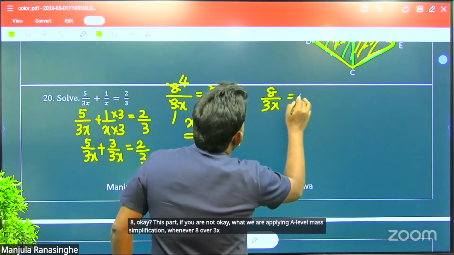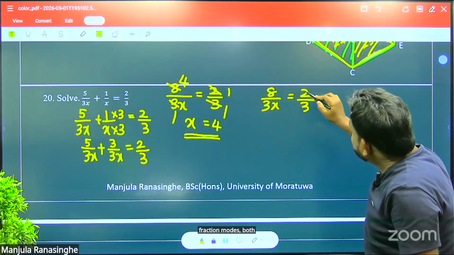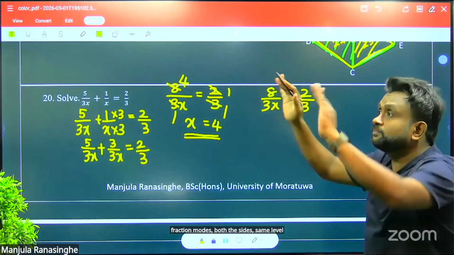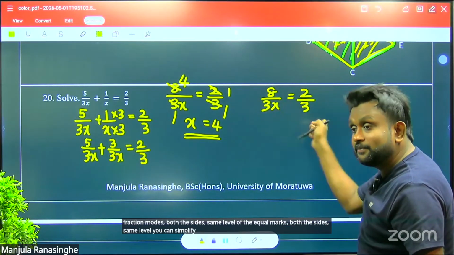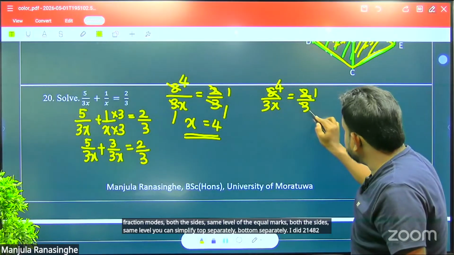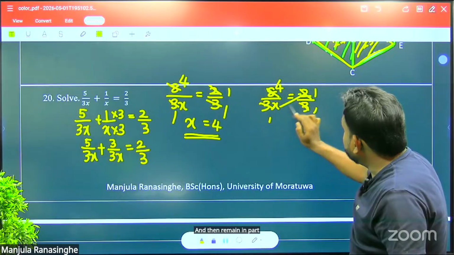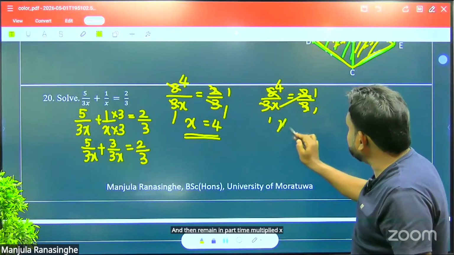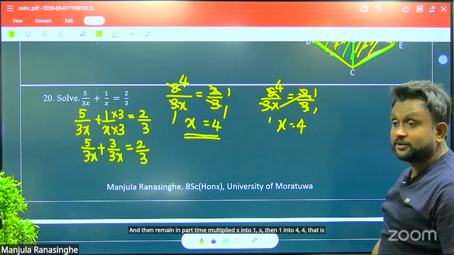Okay, this part, if you are not okay, what we are applying is A-level math simplification. 8 over 3x equals 2 over 3, fraction form, both sides of the equal mark at the same level. You can simplify top separately, bottom separately. I did 2, 1, 4, 8, 2 4s, 3, 1, here 3, 1, and then the remaining part I multiplied. X into 1, x, then 1 into 4, 4. That is how you reach x equals 4.